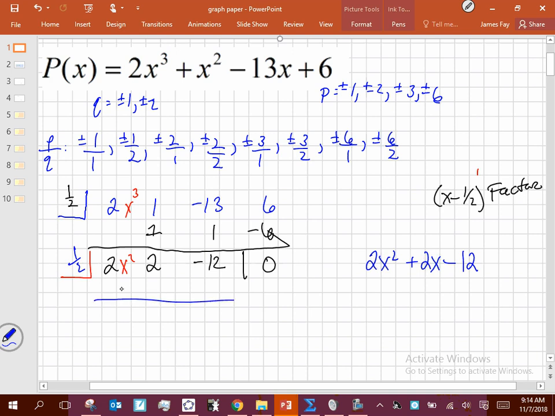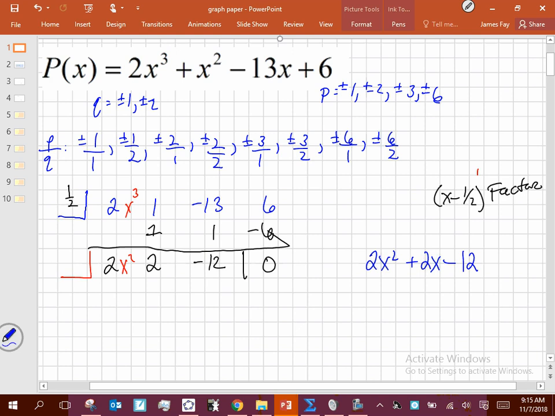Now if I were to check that again here, bring my 2 down, gives me 1, bring my 3, gives me 3/2. Obviously, that is a non-zero number right there, right? So that proves then that it does not have a multiplicity of 2, it only has a multiplicity of 1. Does that make sense, everybody? Okay.